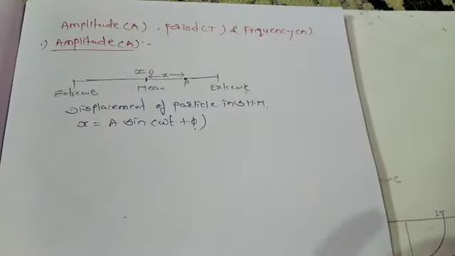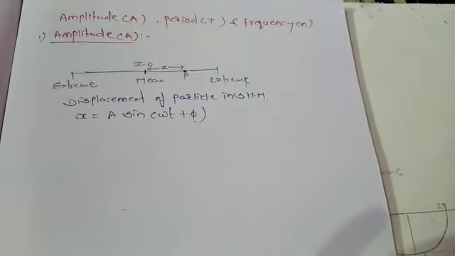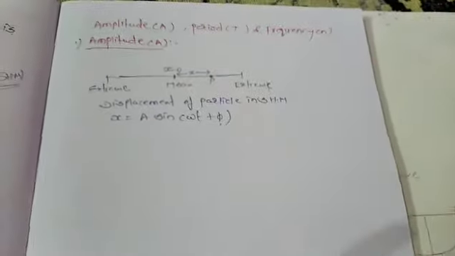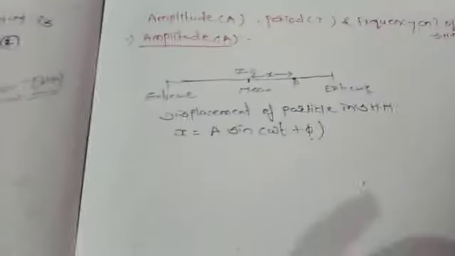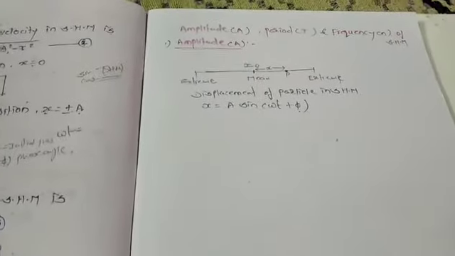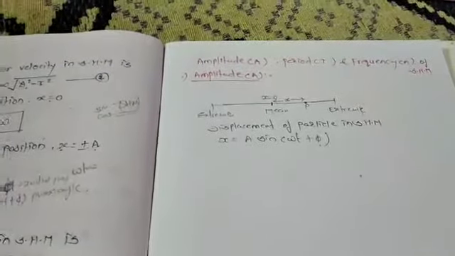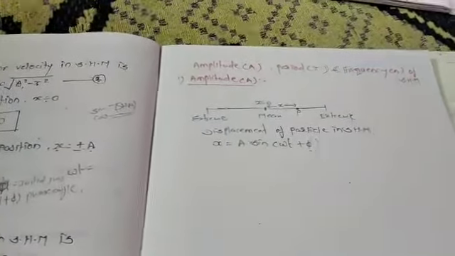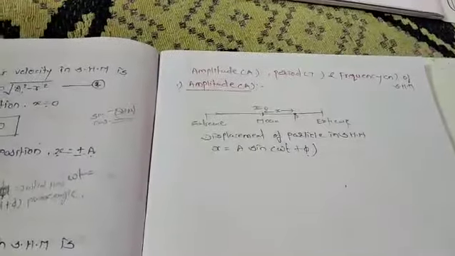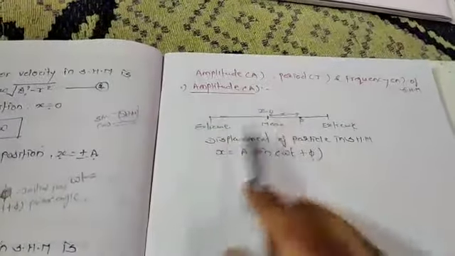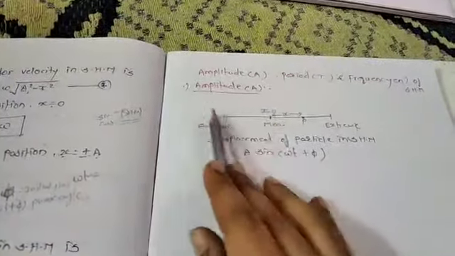Today we'll see the amplitude, period and frequency in SHM. I'll write here SHM. First we'll see the amplitude. For amplitude, in the last lectures I have explained what the amplitude is. That is the maximum displacement from the mean position. So see this diagram here.